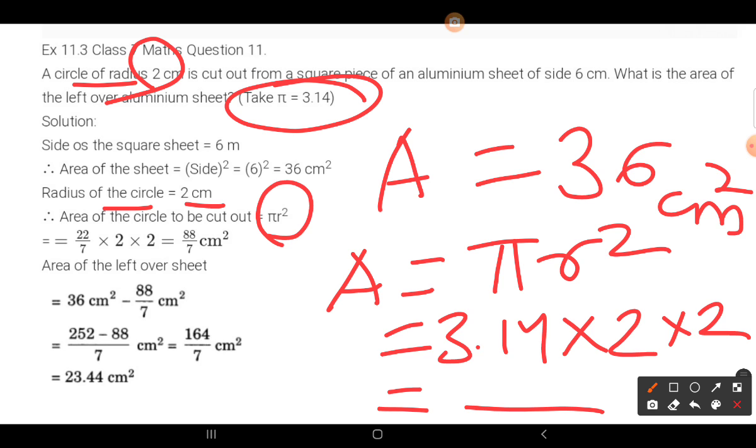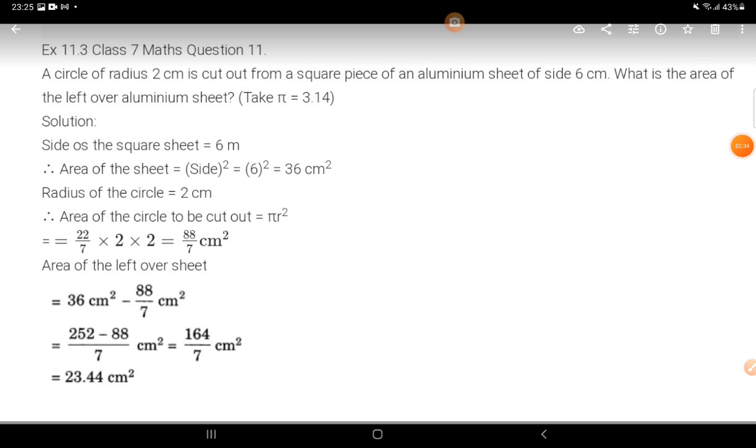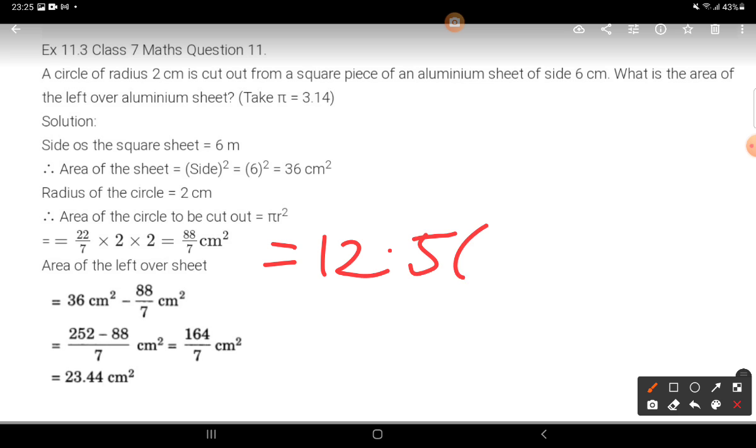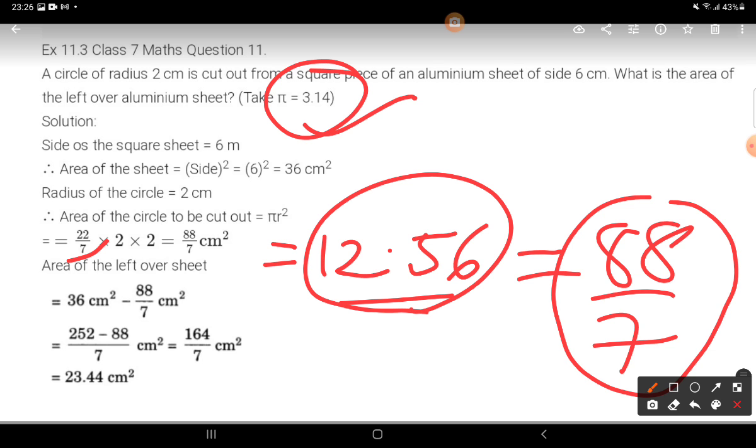And after multiplying, your answer will be in decimal point, or you can get the answer in fraction as well. So after multiplying, your answer will be 12.56. Okay, and here in this question, instead of 3.14 they have taken the value 22 upon 7. You can take this value and you can do it. Both ways the answer will be same. So 12.56 is also equal to 88 upon 7. So this is your fraction part and this is your decimal part. Both are same. So 88 upon 7 will come, or otherwise if you keep 3.14 your answer will be 12.56.